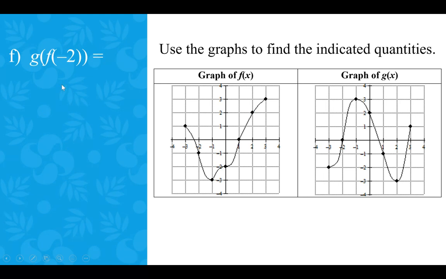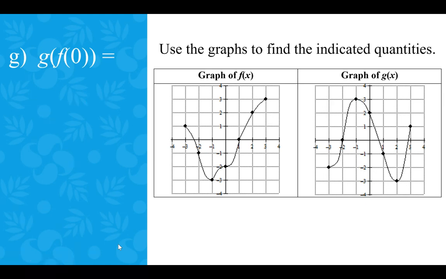Let's do another one together. Again, the way you read this is g of f of negative 2. And you always start in the middle and find f of negative 2 first. So be careful to use the function graphed on the left. When x is negative 2, the y value is negative 1. So f of negative 2 is negative 1. Now, negative 1 becomes the x value in the g function. And in the g function, when x is negative 1, the y value is 3.